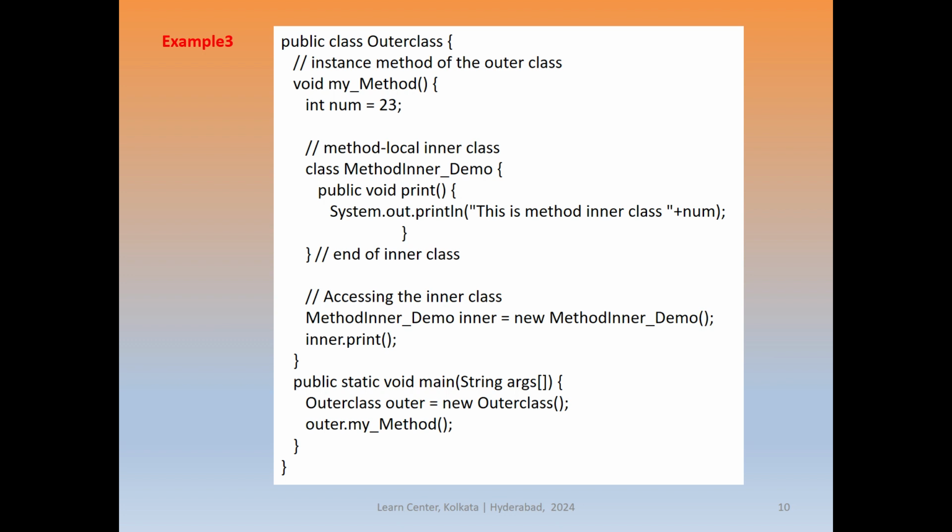Within the body of the outer class method, I am creating the object of the inner class and calling the method of the inner class. After that, from my main function, I am creating the outer class object and calling the method of it.